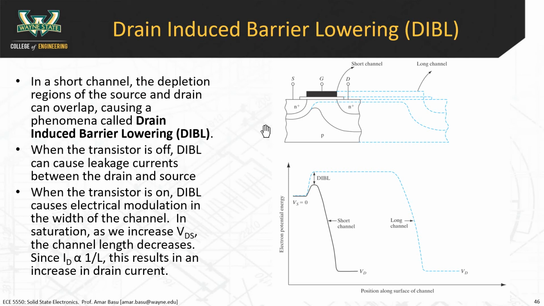But the second effect, which is drain-induced barrier lowering, is responsible for one of the key behaviors of a transistor at saturation, and that is the short channel effect. So we're going to focus more on that. When the transistor is off, this drain-induced barrier lowering phenomenon can cause leakage currents between the source and the drain. And let's look at why.